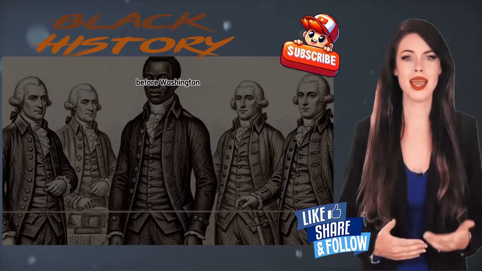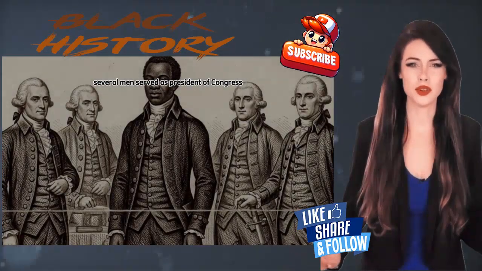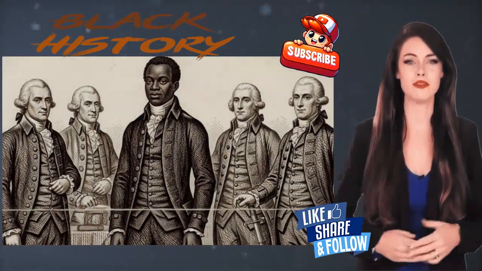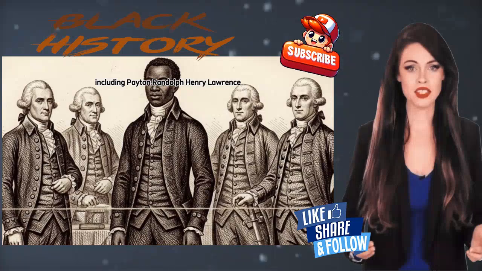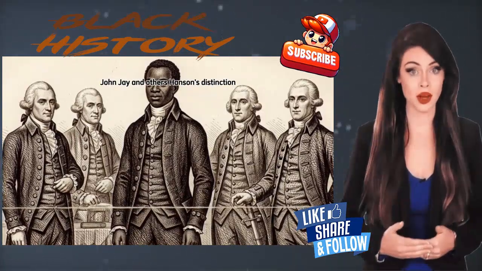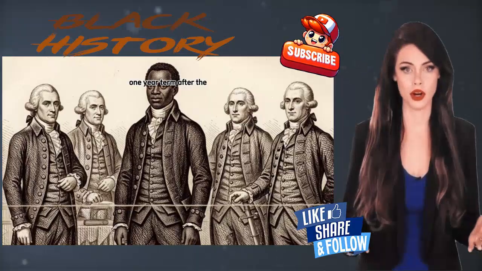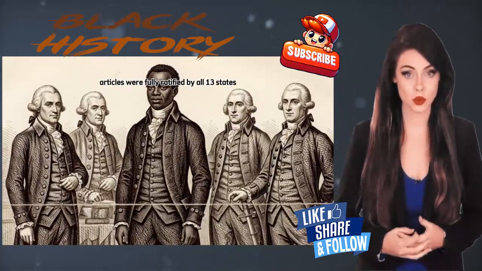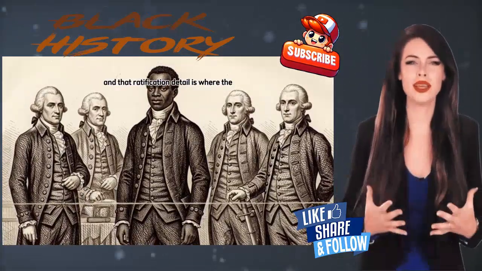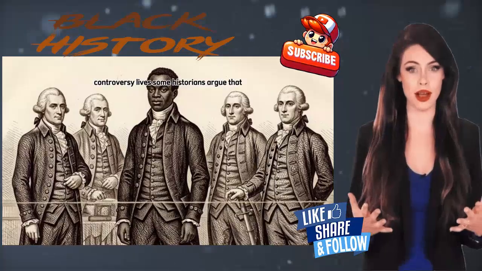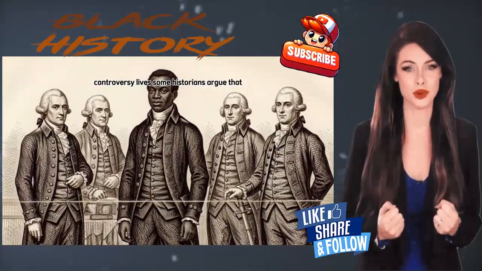John Hanson was not alone. Before Washington, several men served as President of Congress under the Articles of Confederation, including Peyton Randolph, Henry Laurens, John Jay, and others. Hanson's distinction lies in being the first to serve a full one-year term after the Articles were fully ratified by all 13 states. And that ratification detail is where the controversy lives.